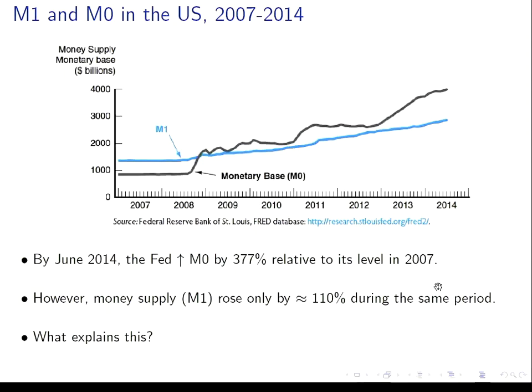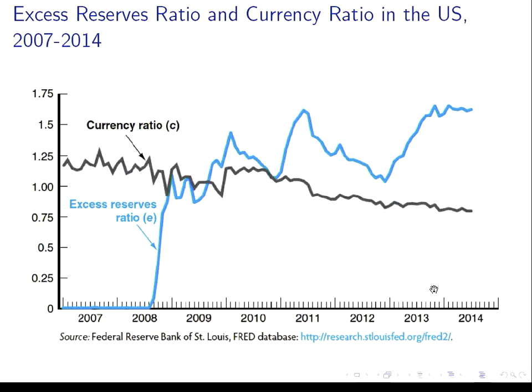What explains this? Anyone? Any guesses? Maybe the banks were trying to be really risk averse and they were just holding on to those. In a nutshell, yes. Banks were risk averse. They were holding all the excess reserves. So we can all go home now. We have the answer. If you want a bit more detail into this discussion, that's exactly what happened.